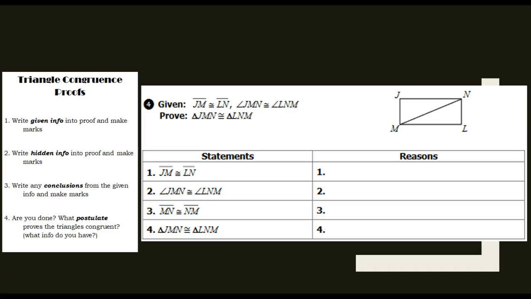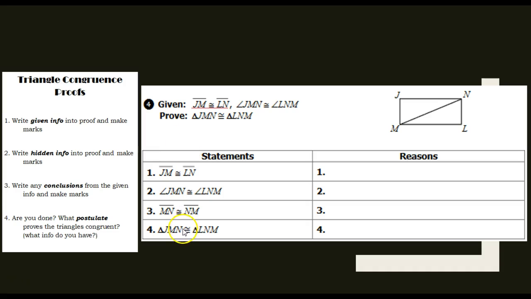Here's our first. It says, given that JM equals LN and angle JMN is congruent to LNM, then that's the only two pieces of information that you know. Then you have to prove that the entire top triangle is congruent to the entire bottom triangle. So it says step 1, write the given information into the proof and make your marks. So our first piece of given information is that JM is congruent to LN. So it's already written right here.